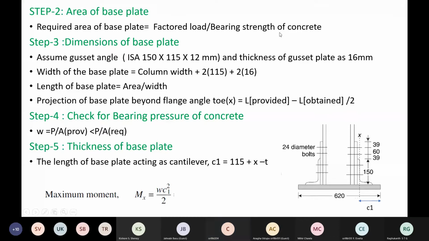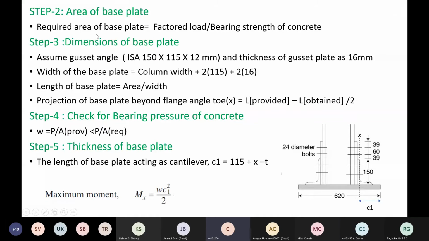251.85. Is it mm square or into something? You have to take load as kilonewton, no? If you take Newton, you will get the into 10 cube. Yes, ma'am. So it is 251.85 into 10 cube mm square.